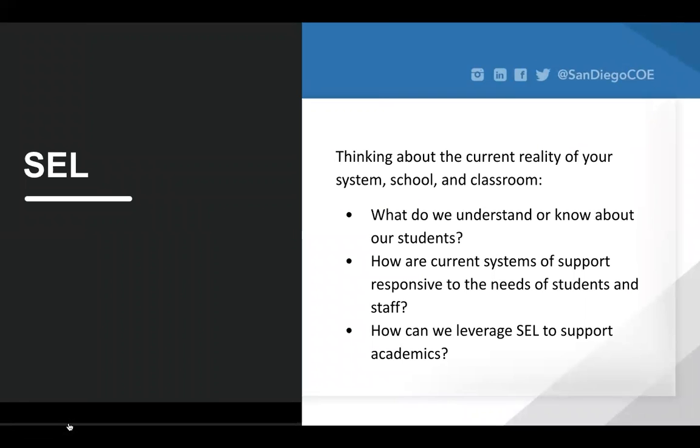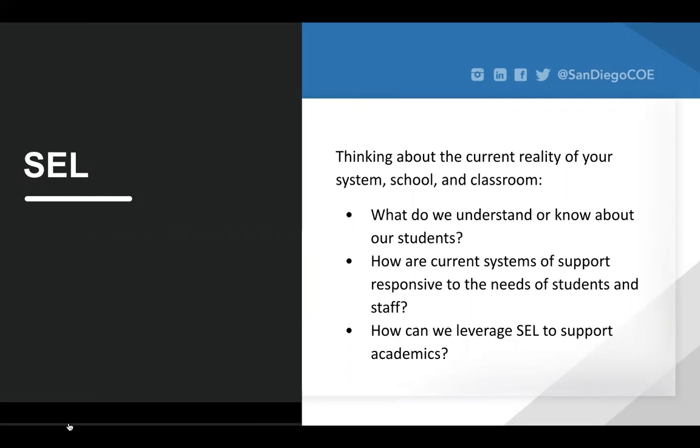So, in thinking about our current reality of our systems, schools, and classrooms, what do we understand or know about our students? How are current systems of support responsive to the needs of students and staff? And how can we leverage social emotional learning to support academic learning?